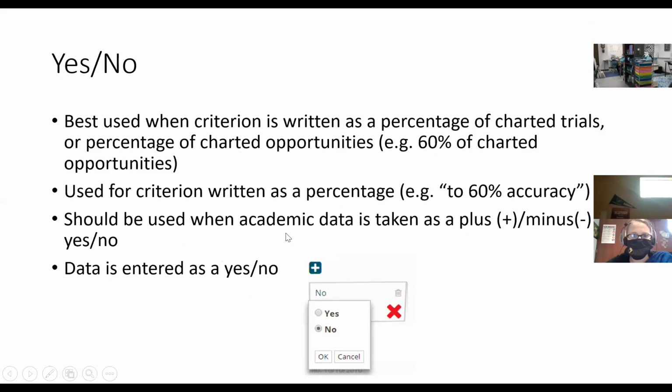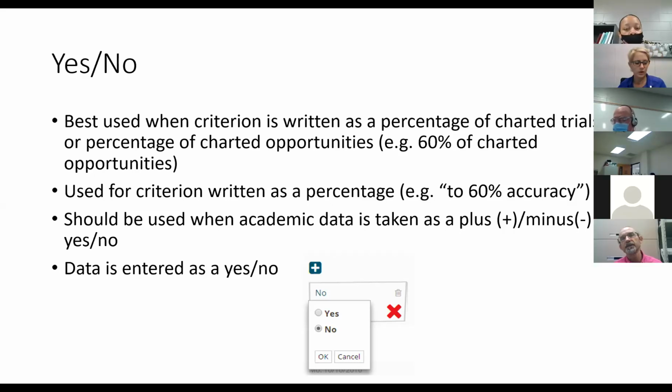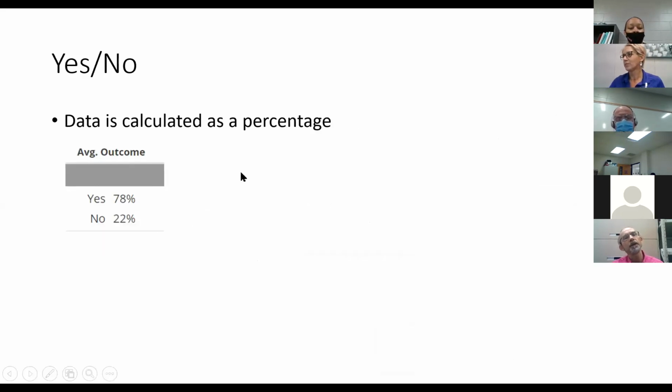The next option is yes, no, and this is essentially a plus or a minus. Every time you take data on that, the plus is they exhibited the desired academic outcome, and maybe in some cases a behavioral or functional outcome, or they didn't. It's a yes or a no, a plus or a minus. And then what you get back when you run a summary report is, however many entries you rack up in a given date range, it's going to return the percentage of them that were yes versus the percentage that were no. Again, this is the basic example of a plus-minus data collection system.